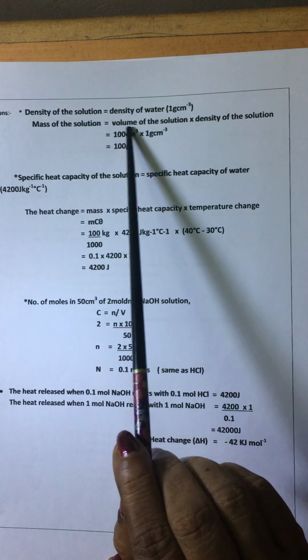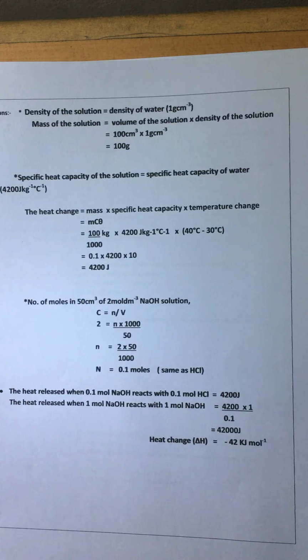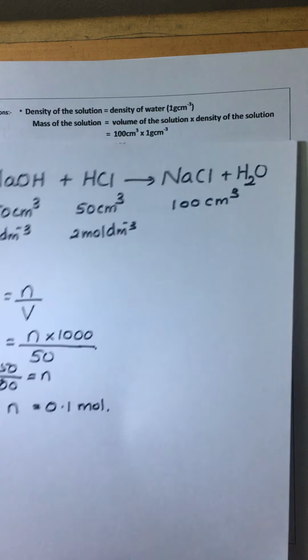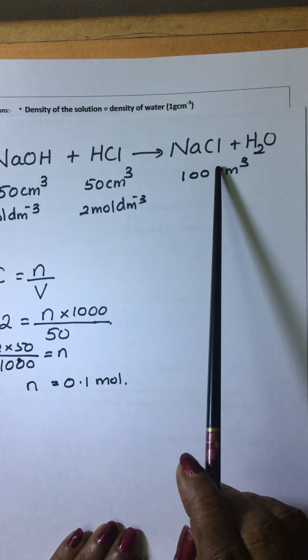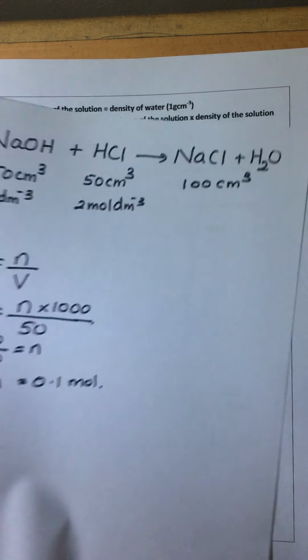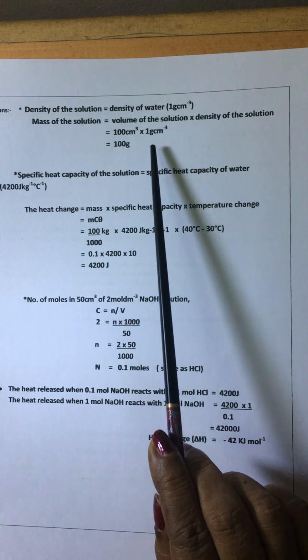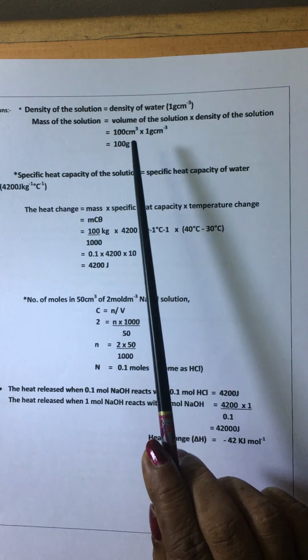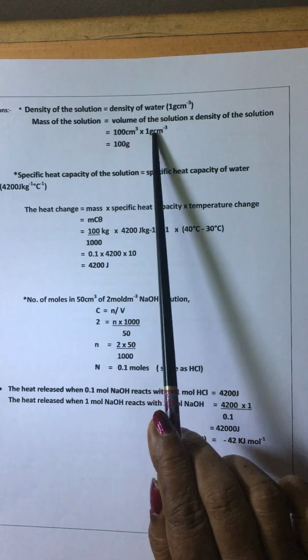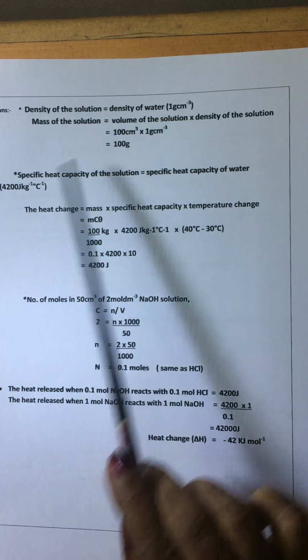So 1 gram per centimeter cube. The volume of the solution is 100 centimeter cube. I told you earlier, when you mix it 50-50, the volume of the solution is 100. At the same time, the density is 1 gram per centimeter cube. When you multiply this, you will get 100 grams. So the mass of the solution is 100 grams.